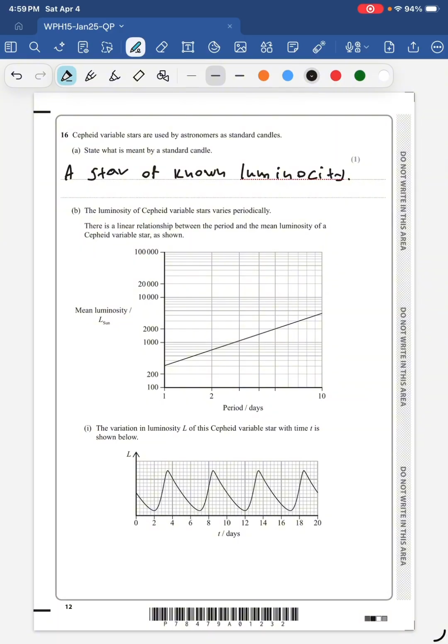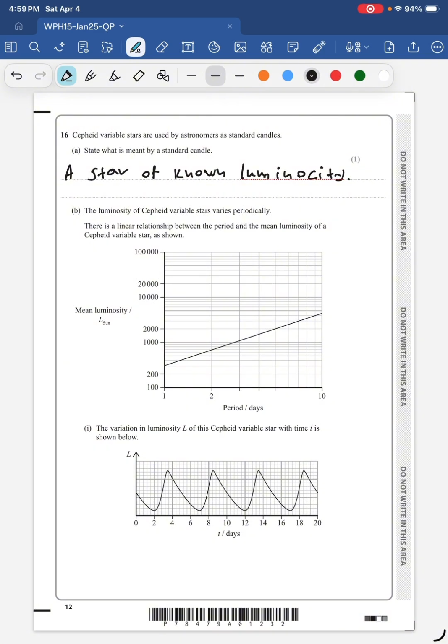B. The luminosity of Cepheid variable stars varies periodically. There is a linear relationship between the period and the mean luminosity of a Cepheid variable star as shown. So basically, as the period increases, the luminosity increases, as we see in this graph. And this is the mean luminosity over the luminosity of the sun in the vertical axis, in the y-axis, and period is in the x-axis.